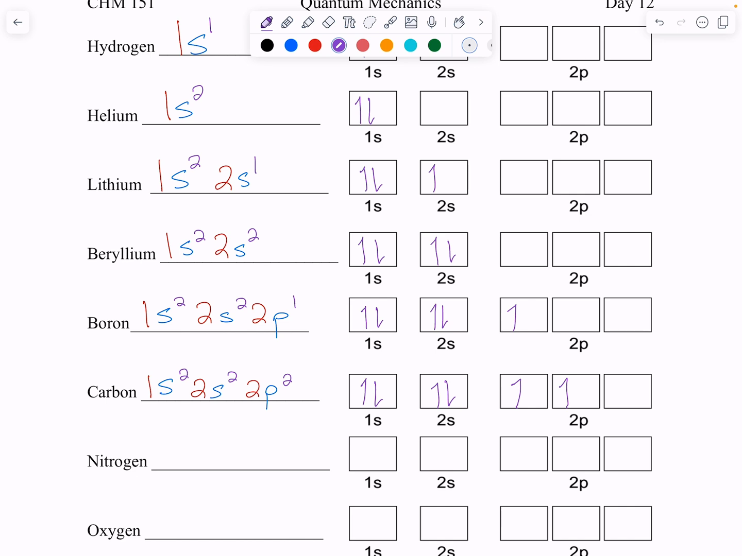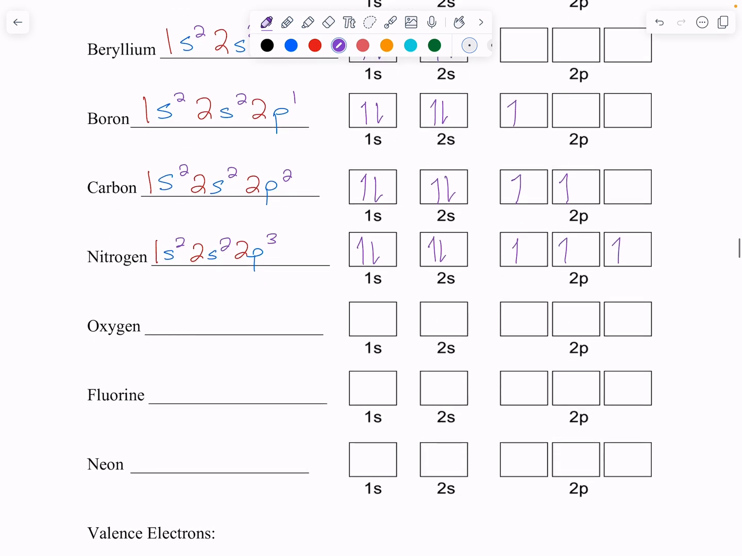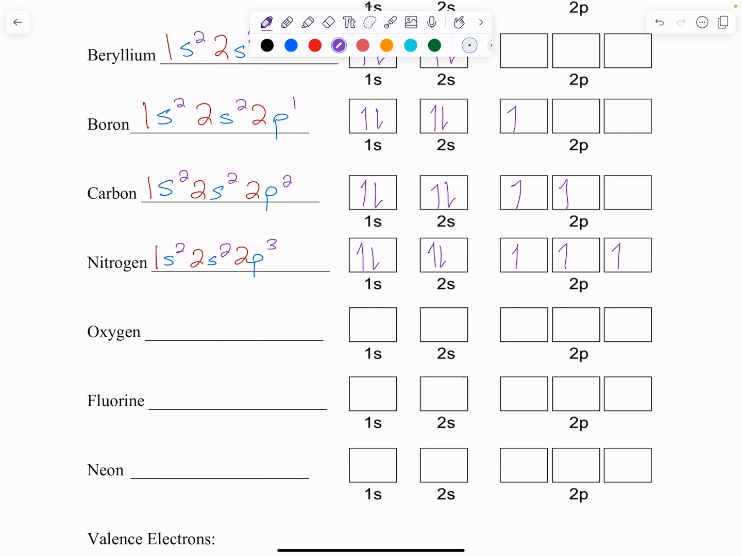All right. Nitrogen. We have 1s2, 2s2, and 2p3. So again, up, down, up, down, up, up, up. Now we're half full. And you can probably guess the rest of them, right?